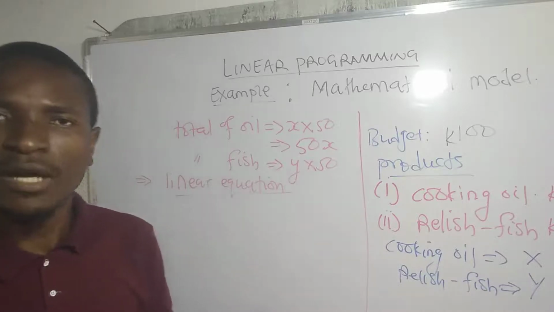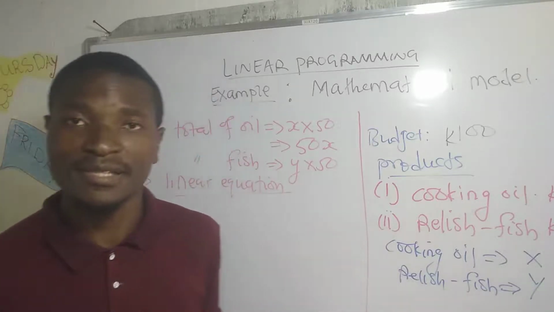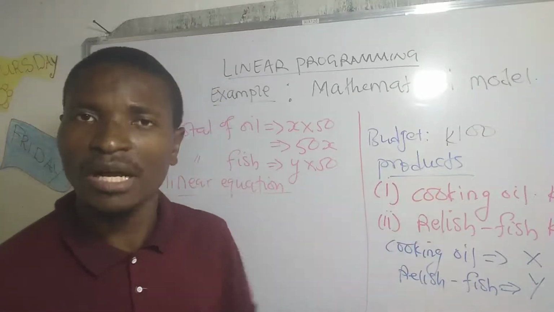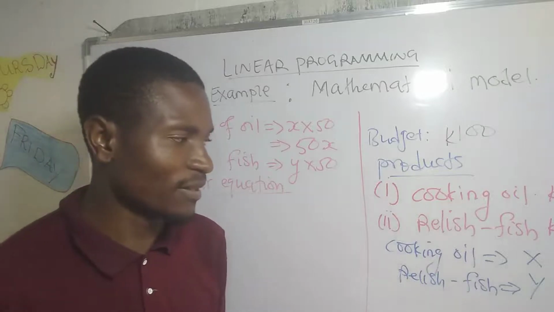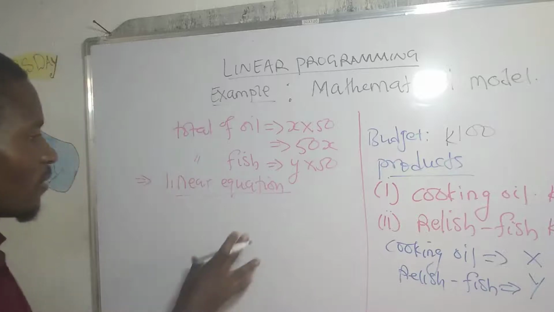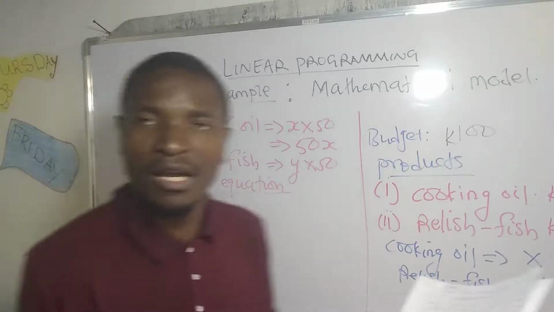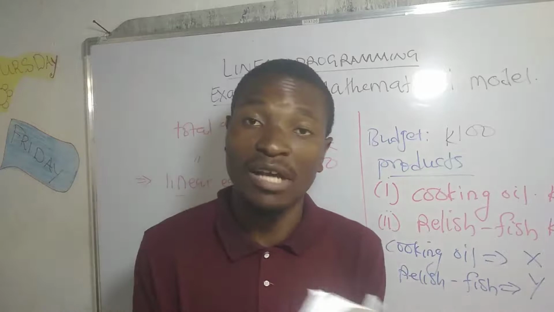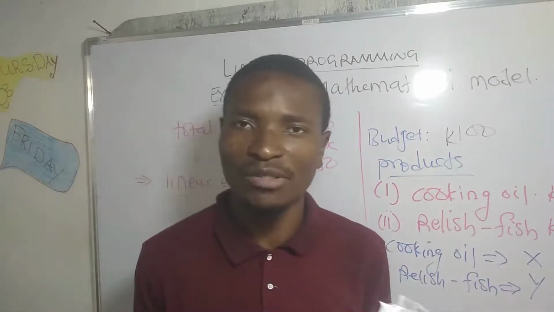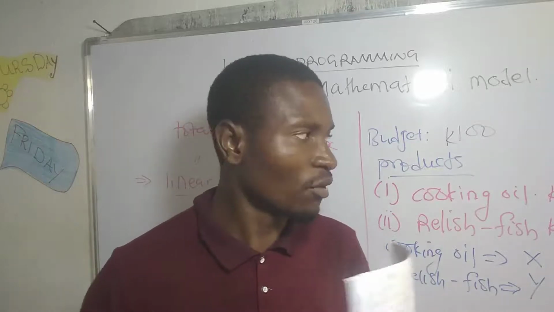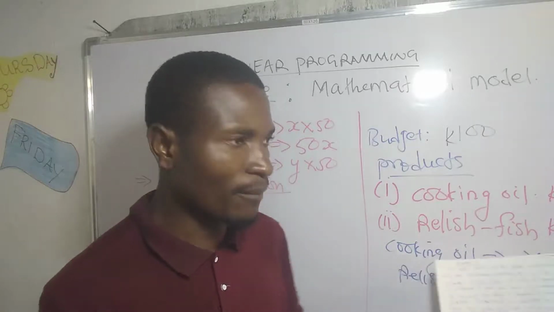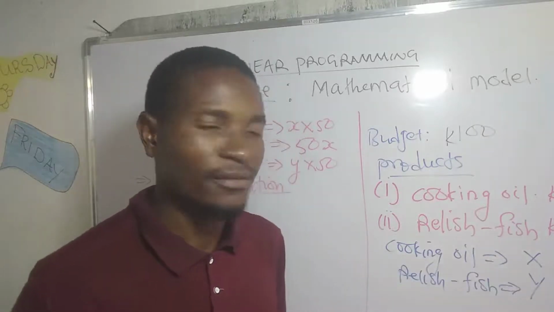So now the linear equation that we present, what we are trying to model, we are trying to come up with a mathematical model in which we can try to understand and be able to solve this kind of problem. Now the budget is about 100 kwacha. The budget is about 100 kwacha. So you think about this, the amount you're going to spend on the cooking oil, and then also the amount that you are going to spend on fish.